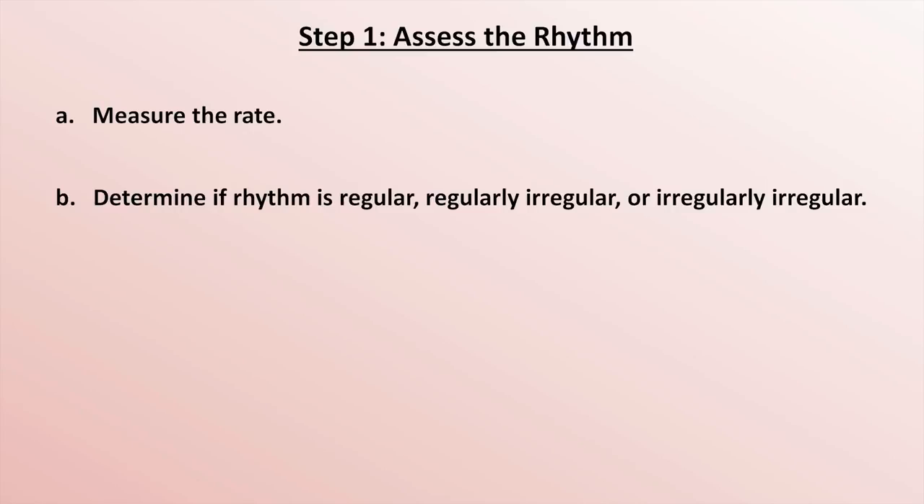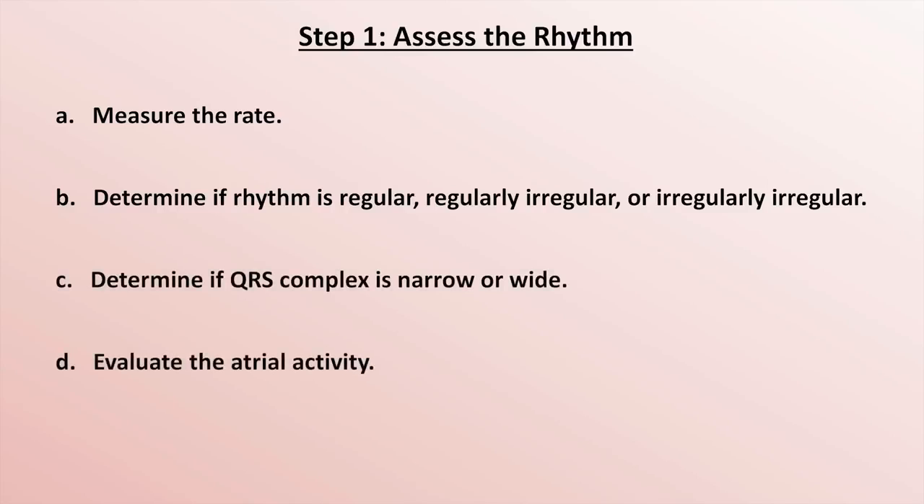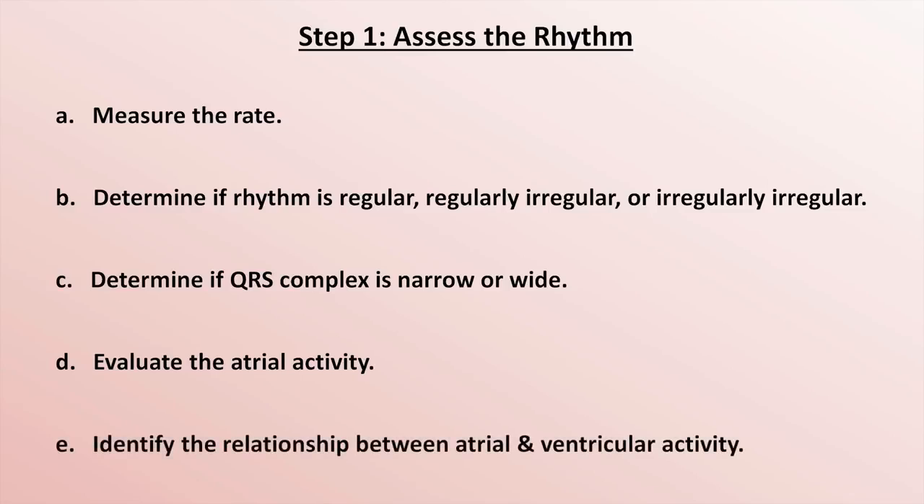So in summary, when assessing the rhythm, first measure the rate, then determine if the rhythm is regular, regularly irregular, or irregularly irregular. Determine if the QRS complex is narrow or wide. Evaluate the atrial activity. And finally, identify the relationship between atrial and ventricular activity. Going through these 5 components to rhythm assessment thoughtfully and deliberately will result in an accurate diagnosis of the rhythm for all but the most unusual and difficult of EKGs.